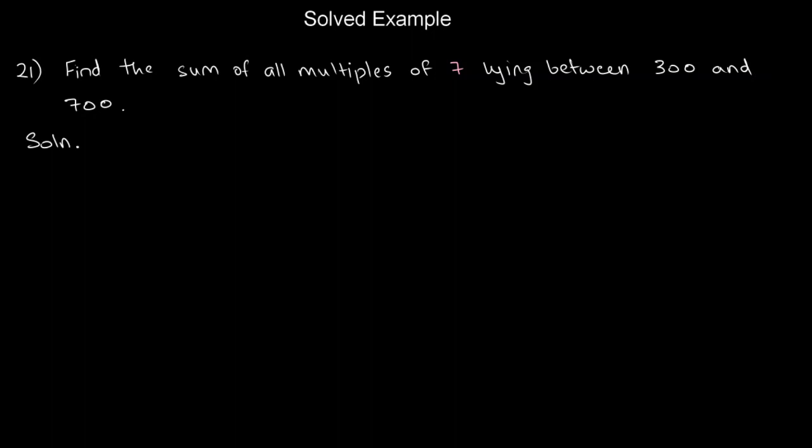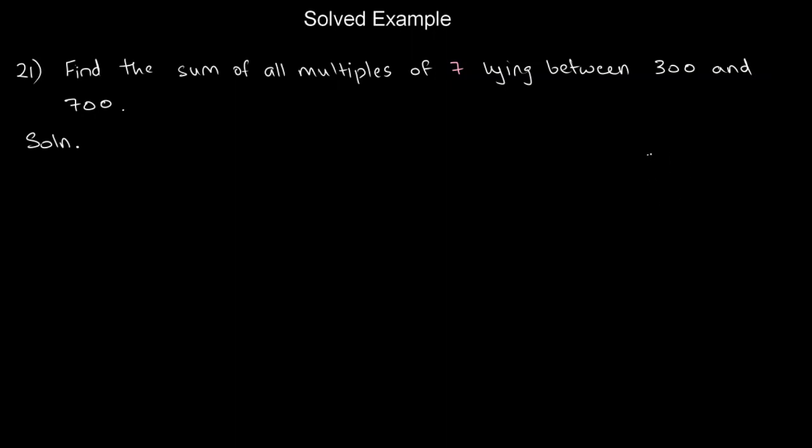Find the sum of all multiples of 7 lying between 300 and 700. We'll be solving this sum with the help of concepts of arithmetic progression. So first, let's figure out what the multiples of 7 between 300 and 700 are. Let me do that in rough work.